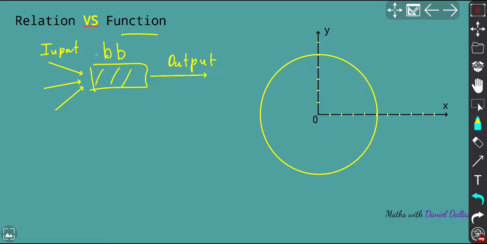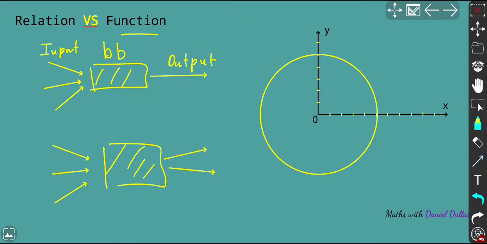What about a relation? For a relation, in contrast, there might be several inputs or just a single one, and after some rules are applied, that becomes several outputs. So it will give you output 1, let's say output 2.